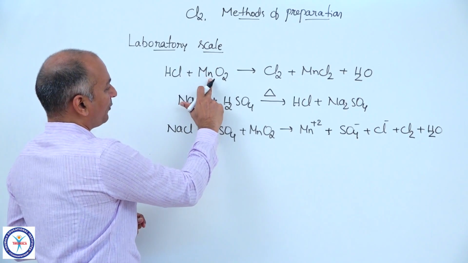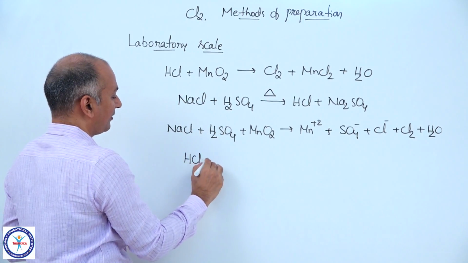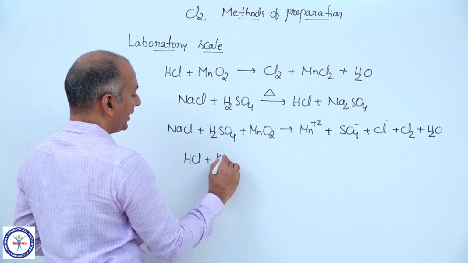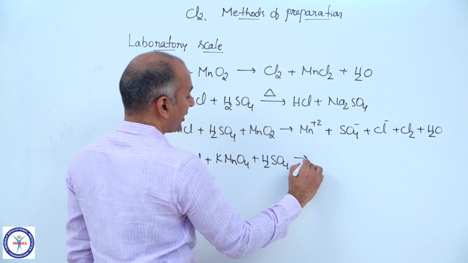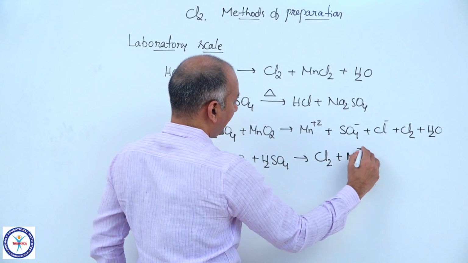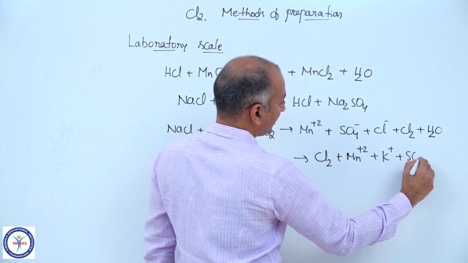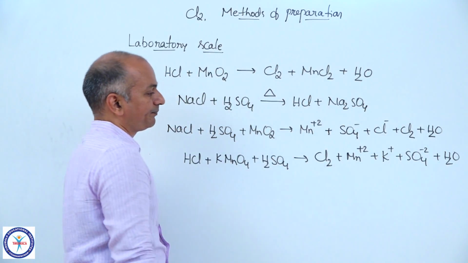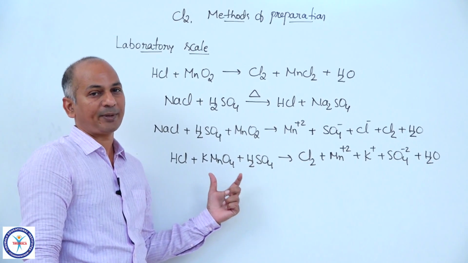In the place of MnO2, you can also use KMnO4. Suppose you take HCl and KMnO4 in acidic medium, H2SO4. By that way also you can prepare chlorine. You will get Cl2, you will get Mn2+ because of the acidic medium, no change in K+, similarly no change in sulfate ion, and water. So these are the laboratory scale methods of preparation.